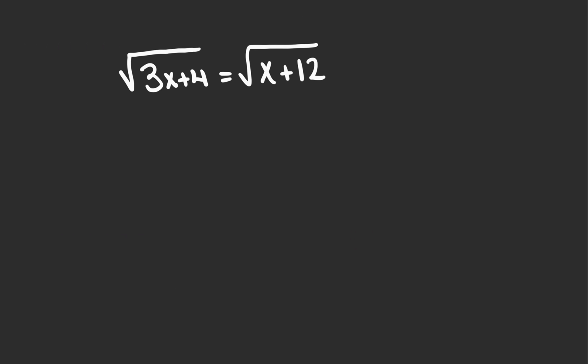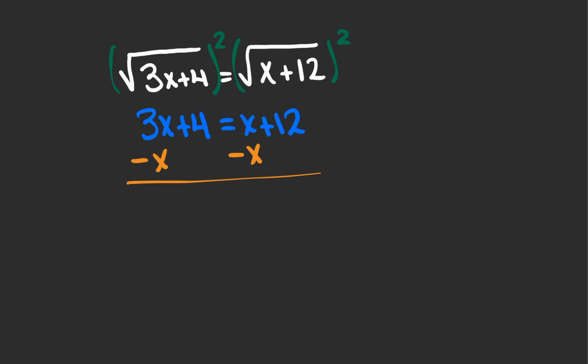For the next problem, we have the square root of 3x plus 4 is equal to the square root of x plus 12. For this problem, we will go ahead and square both sides first. This will leave me with 3x plus 4 is equal to x plus 12. I will then subtract x on both sides, and you can do this in multiple different ways, but I always recommend the variable to be moved to the left. So this will leave me with 2x plus 4 is equal to 12.